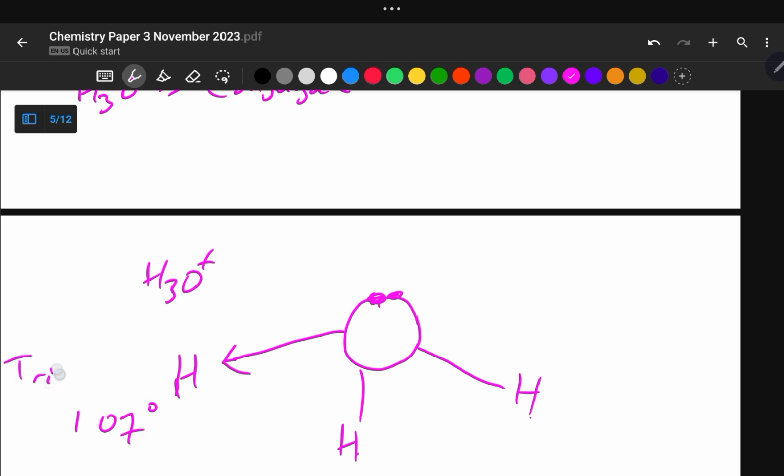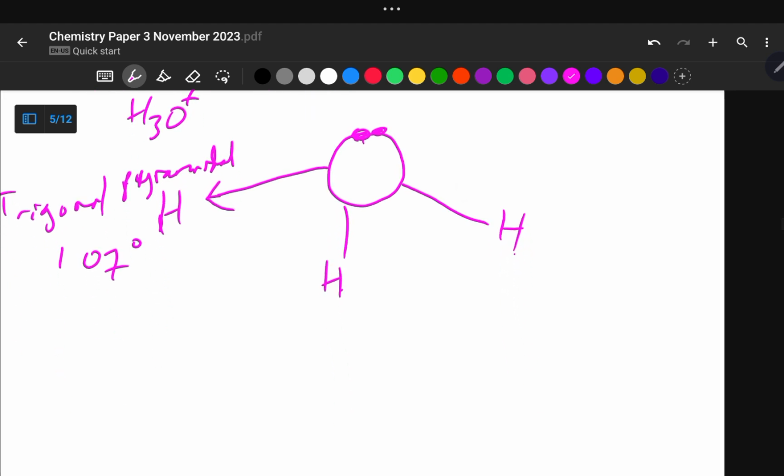So it's trigonal pyramidal. So this is the shape. So we can draw the shape in this way, H, and then H here, and then indicate the lone pair, right? So this is the bond angle with 107 degrees.